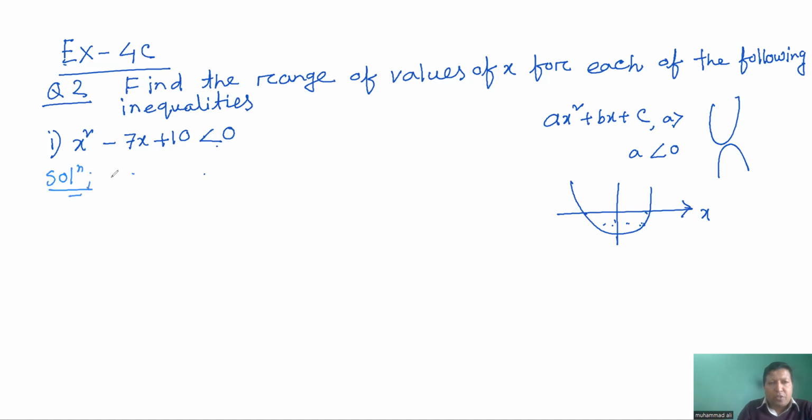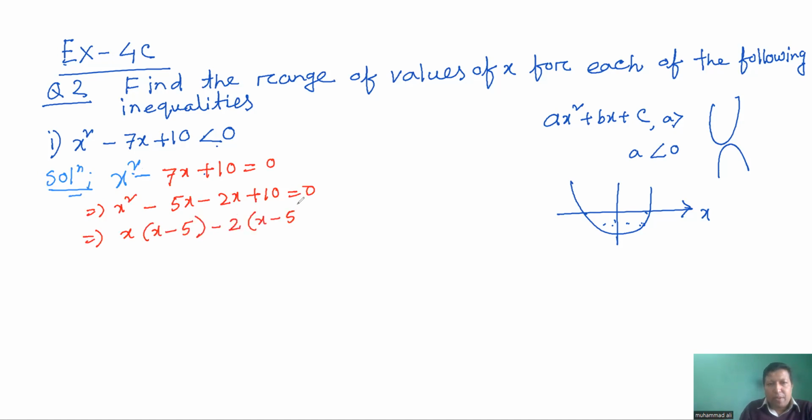Solution. At first we will write x square minus 7x plus 10 equals to 0. So x square minus 5x minus 2x plus 10 equals to 0. Take common x, so x minus 5, take common minus 2, x minus 5 equals to 0. After that, x minus 5, x minus 2 equals to 0. So we get x equals to 5 or x equals to 2.